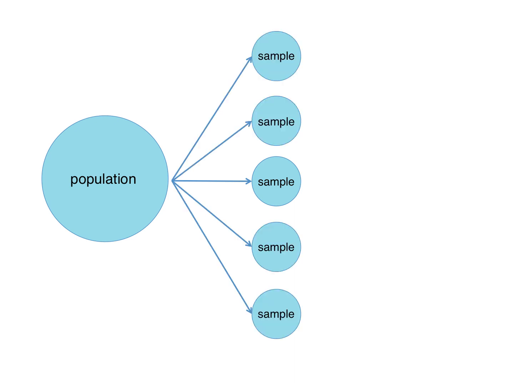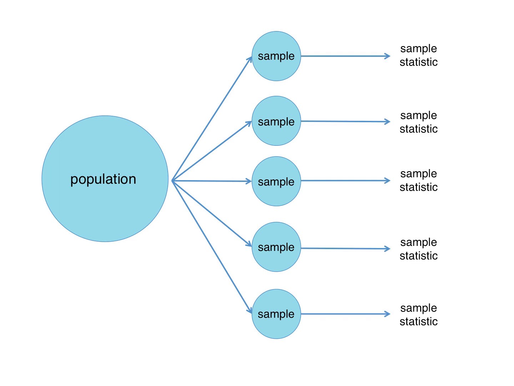Now looking at each of these samples one at a time, we can calculate a sample statistic. For example, we might calculate the average age in each sample to get our sample mean age. This would be our sample statistic in this case. So let's say we do this for each of our samples, and then we have a sample statistic like mean age that arises from each of the samples. We would expect these sample statistics to be similar to each other, but we would not expect them to be the same across each sample.